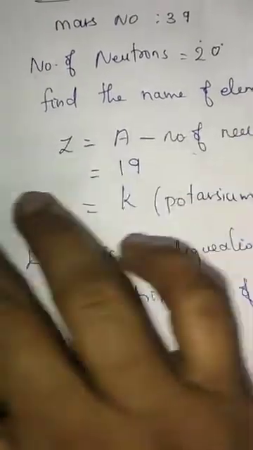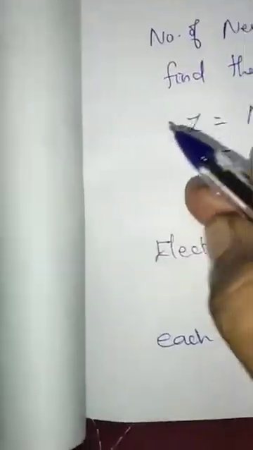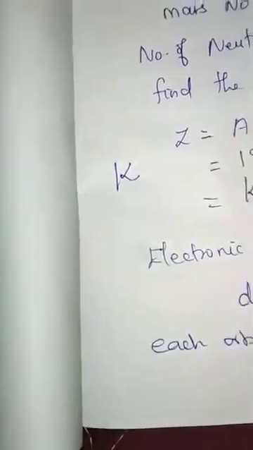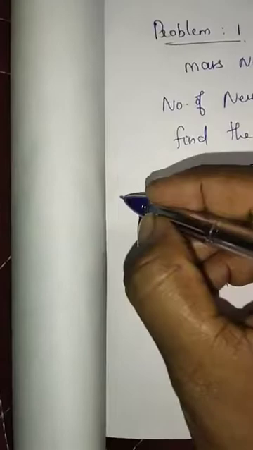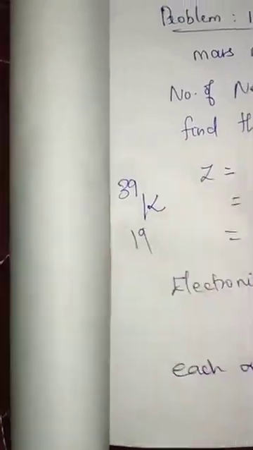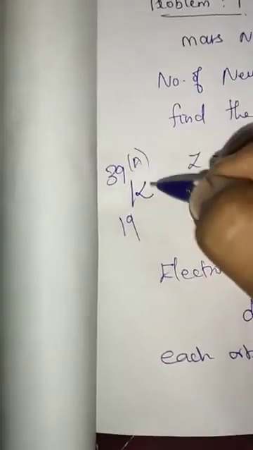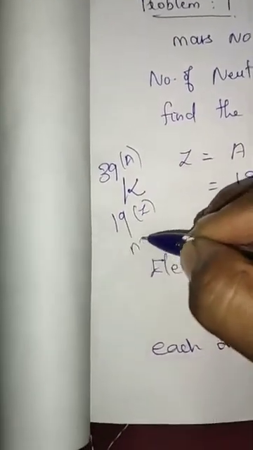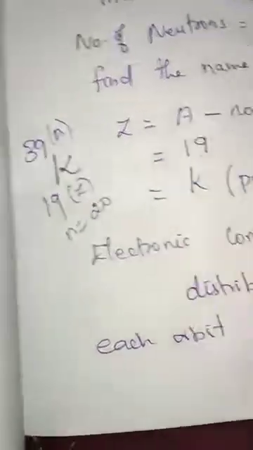So how will you symbolize this? The symbol for potassium is K. What is the mass number given here? 39. What atomic number did we find? 19. This is the A value, this is the Z value. What is the neutron value? Already given here, 20.